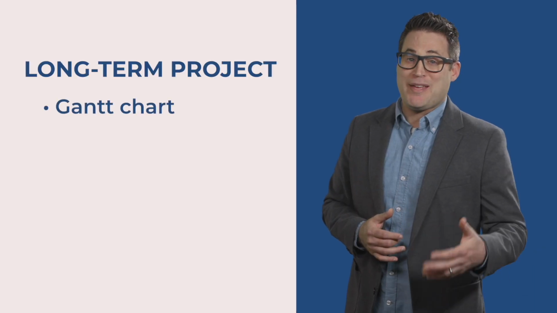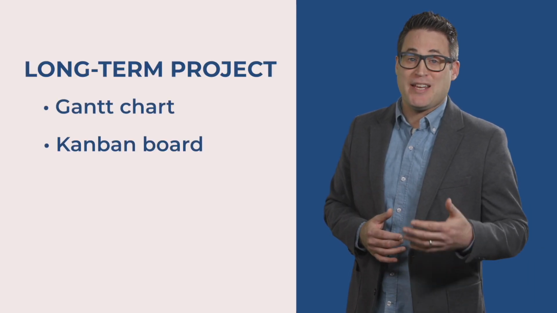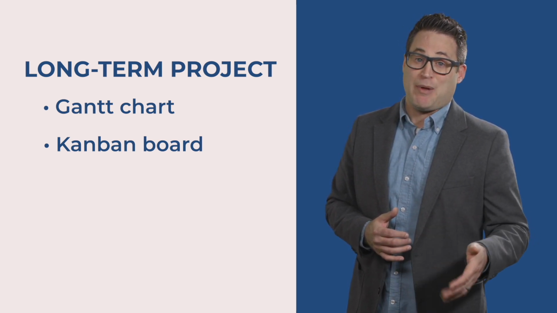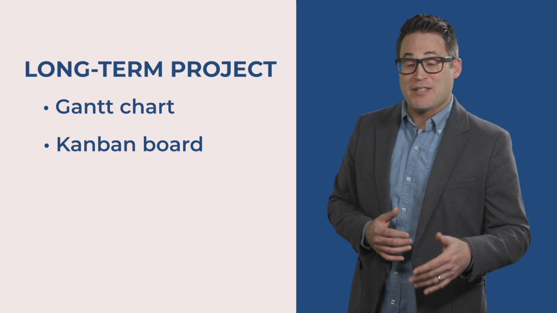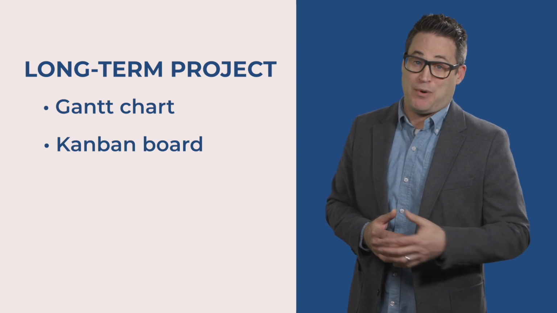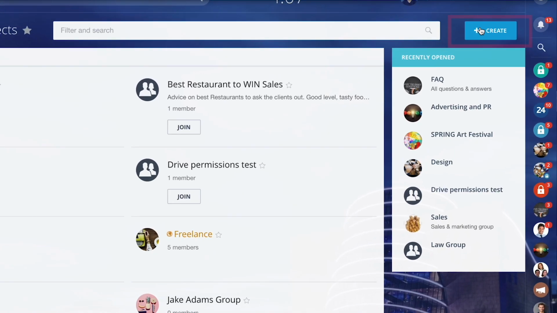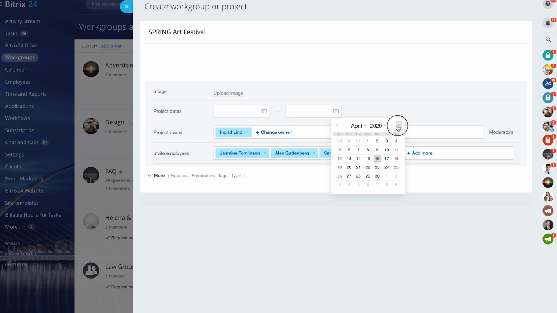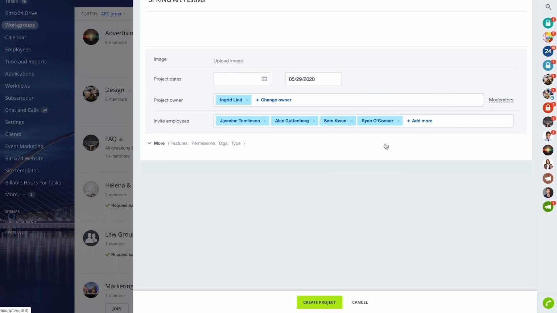When you're dealing with a big long-term project, it's much easier to create a work group where you can assign multiple tasks to the project members and monitor their progress on the Gantt chart or Kanban board. To create a work group, click on the Create button on the Workgroups page menu and choose Private Work Group. Then, invite your team members to the group, define their roles, and start assigning right away.